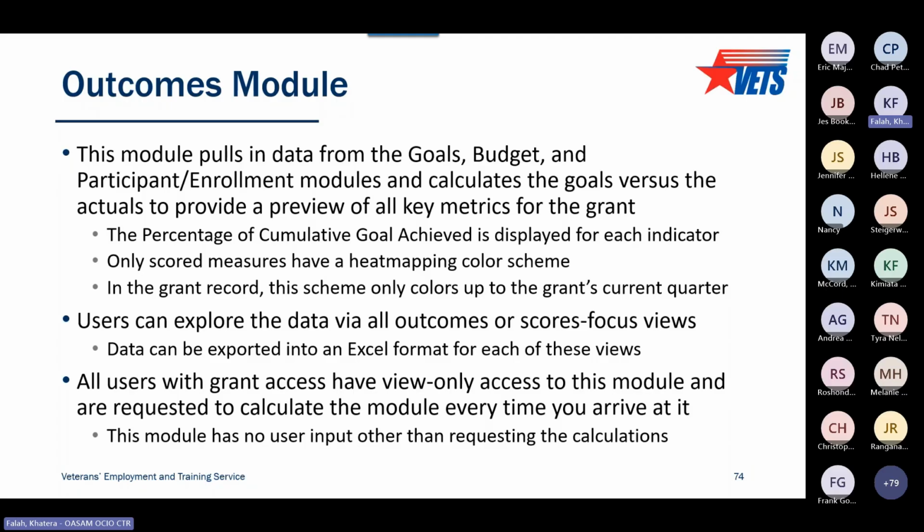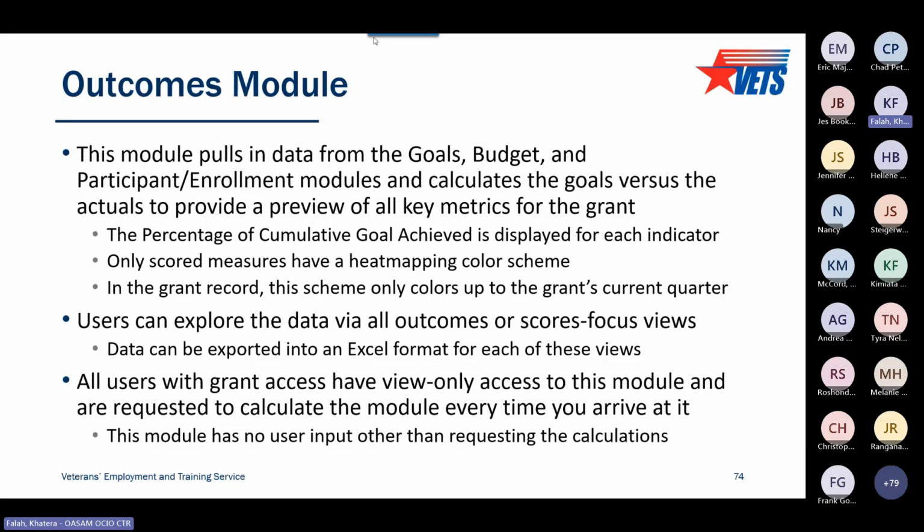So POP quarter 1. Users can explore the data via all outcomes or scores focus views. Data can be exported into an Excel format for each of these views. All users with grant access have view-only access to this module and are requested to calculate the module every time you arrive at it. This module has no user input other than requesting the calculations.